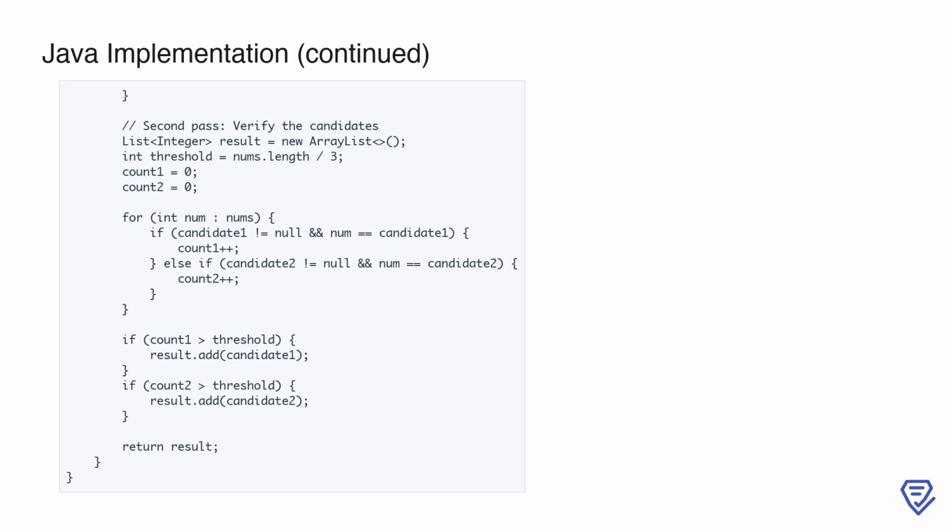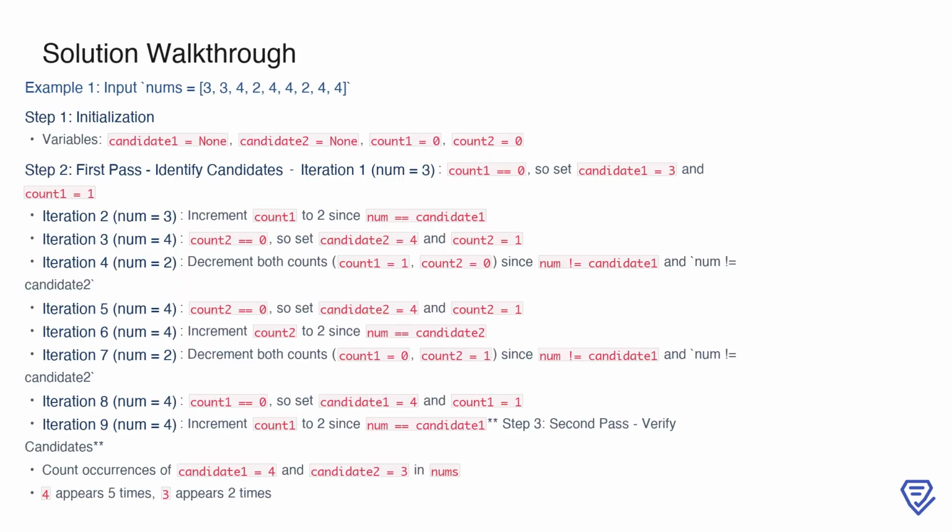At the end, we return the result list, which contains the majority elements that appear more than n/3 times in the array. Here, we are given the input array nums equals 3, 3, 4, 2, 4, 4, 2, 4, 4. The first step is to initialize our variables. We set candidate 1 and candidate 2 to none, and both count 1 and count 2 to 0.